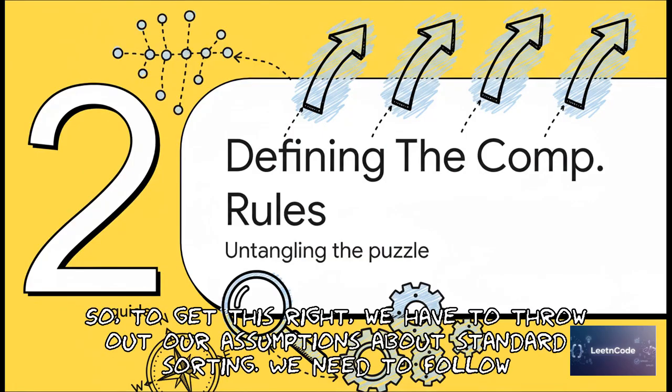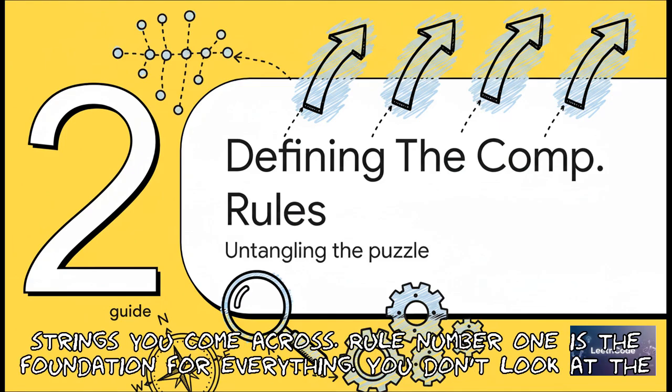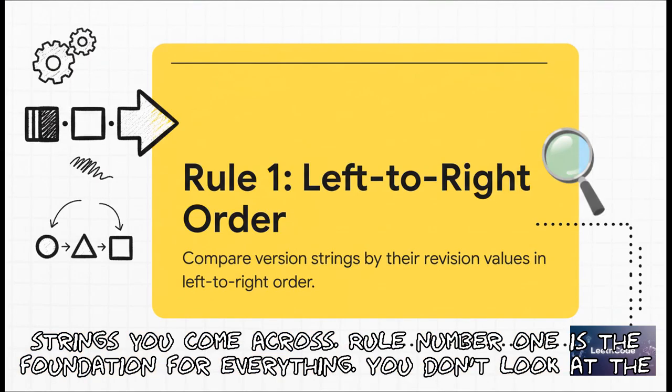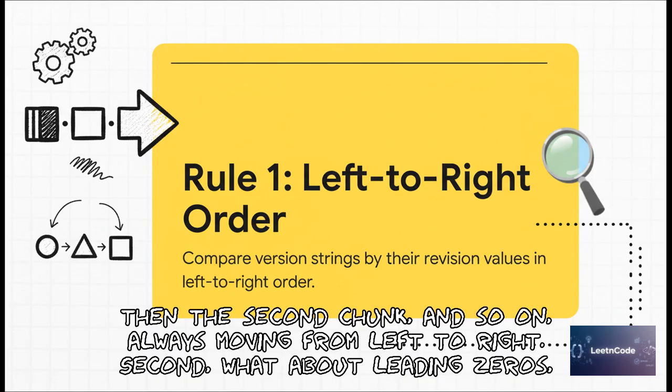So, to get this right, we have to throw out our assumptions about standard sorting. We need to follow 3 very specific rules. Think of these as the keys to correctly untangling any pair of version strings you come across. Rule number 1 is the foundation for everything. You don't look at the version as one big number. Instead, you break it up at the dots. We compare the first chunk of numbers, then the second chunk, and so on, always moving from left to right.